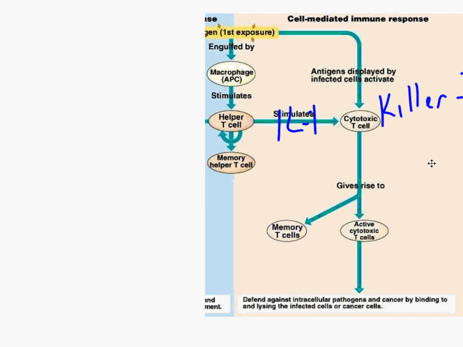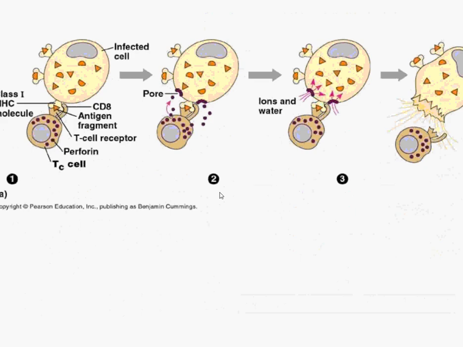How will they know which cells are the infected ones? Well, those infected cells are going to be holding out MHC class 1s. And then the killer T cell goes in and releases a protein called perforin. Perforin tells us what it does. It perforates those infected cells, causing them to lyse or to explode, and then preventing further infection from being spread.